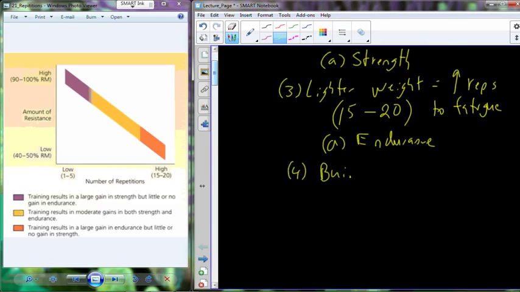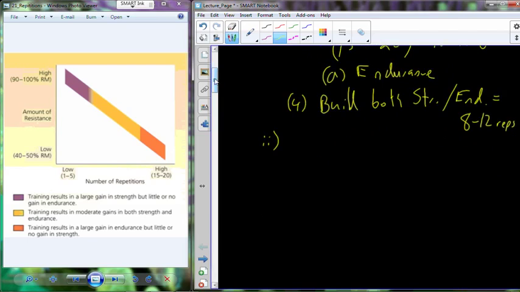The general approach, which will help you to build both strength and endurance, now you're looking at 8 to 12 reps. So 8 to 12 reps until you achieve fatigue. So that's going to be your repetition, your individual movement. And these repetitions are going to be grouped into sets.